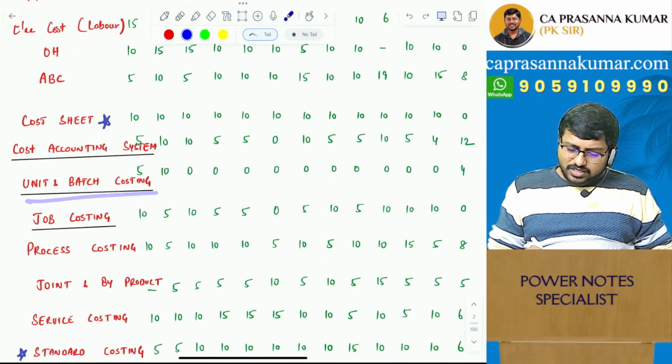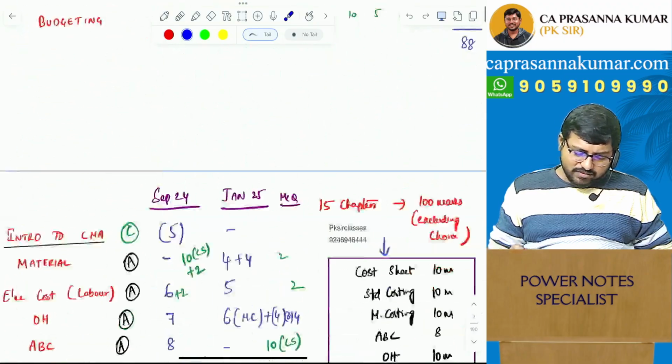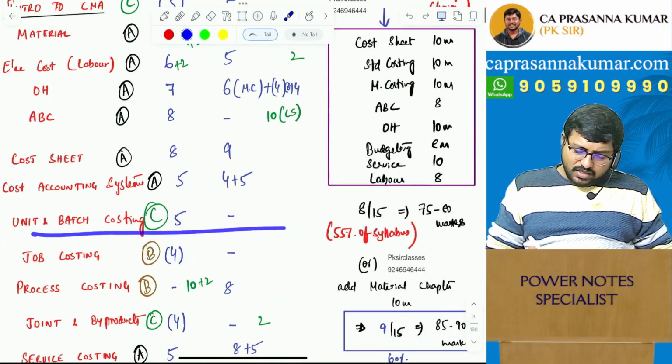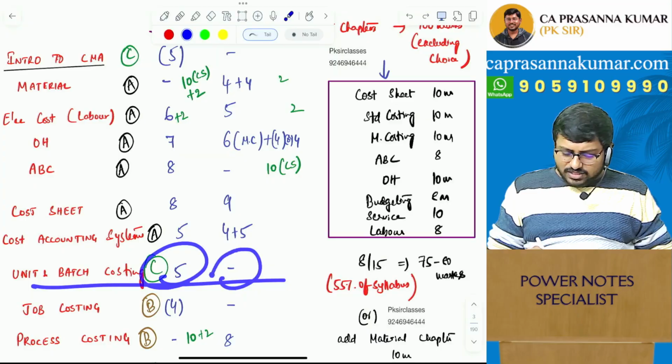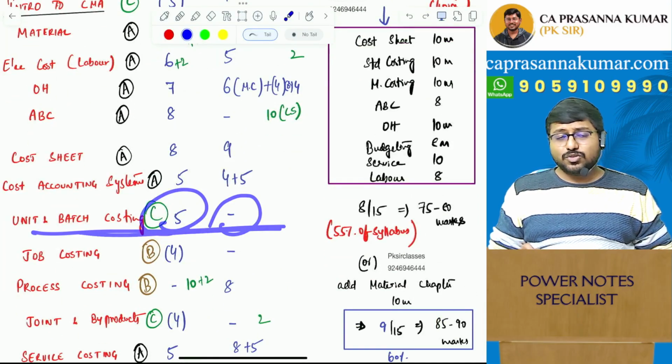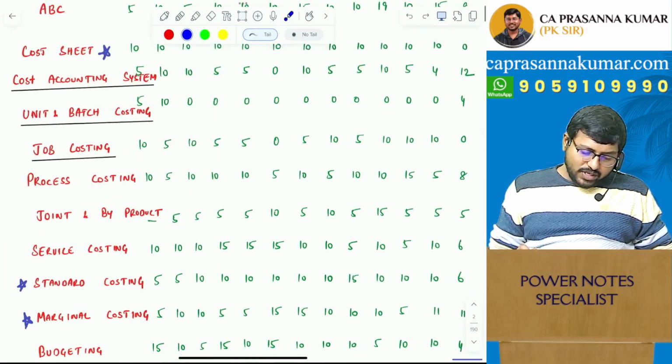Unit and batch costing, of course, as you can see, how many zeros are there? Definitely, it's not that important. Last but one attempt we have, last attempt, no. So therefore, it belongs to C category. So you want to skip? Yes, you can. Moving on to next one.